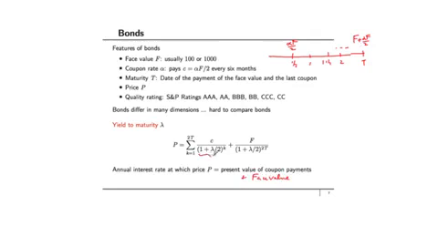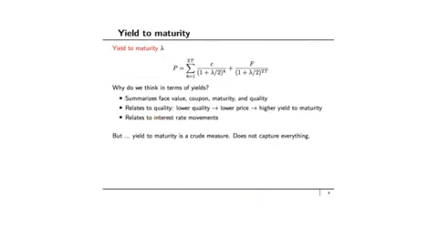So you take all the coupons and you discount them at the rate lambda over 2, because the coupons come every 6 months. Lambda is the annual rate of interest, and therefore you have to discount by lambda over 2. And similarly, you discount the face value that appears at time capital T, which is to say after 2T 6-month periods, at the rate lambda over 2. What this yield to maturity does is that it gives you a single number to start thinking about bonds. It summarizes the face value, coupon, maturity, quality, and so on.